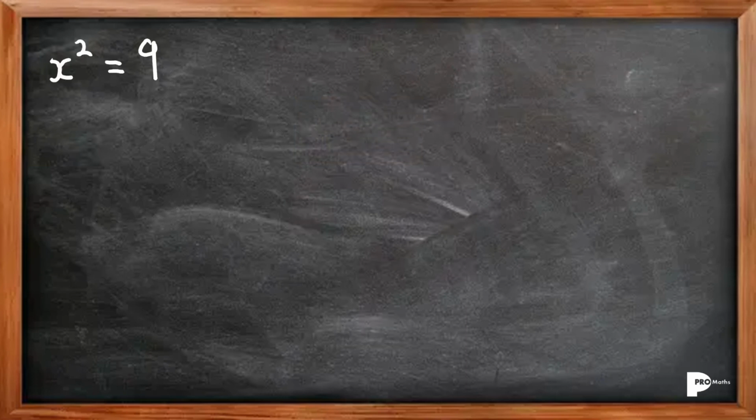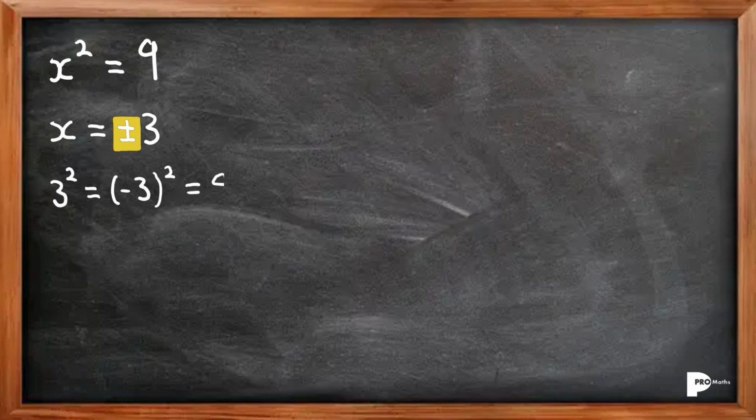Let's solve x squared equals 9. We can solve this quickly by square rooting both sides, but you must remember to put plus or minus. This is because there could be a negative solution as well, because if we square a negative value, it becomes positive. In this case, we can see that 3 squared equals -3 squared, which equals 9.